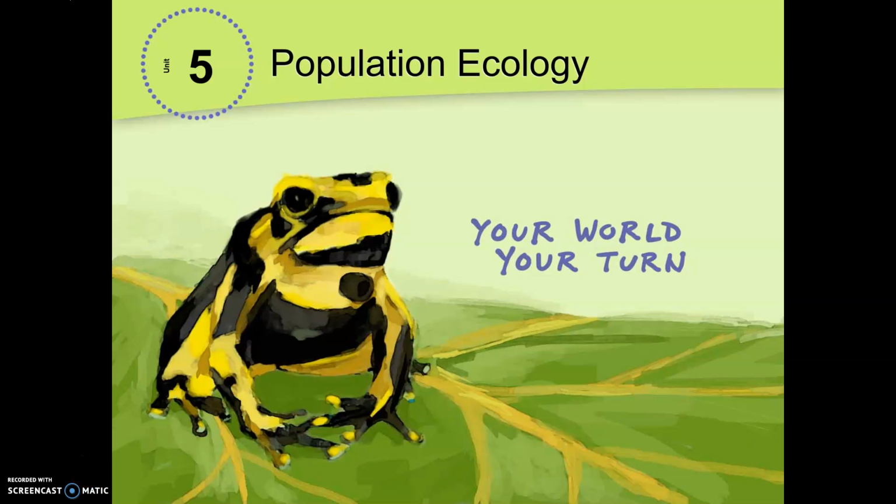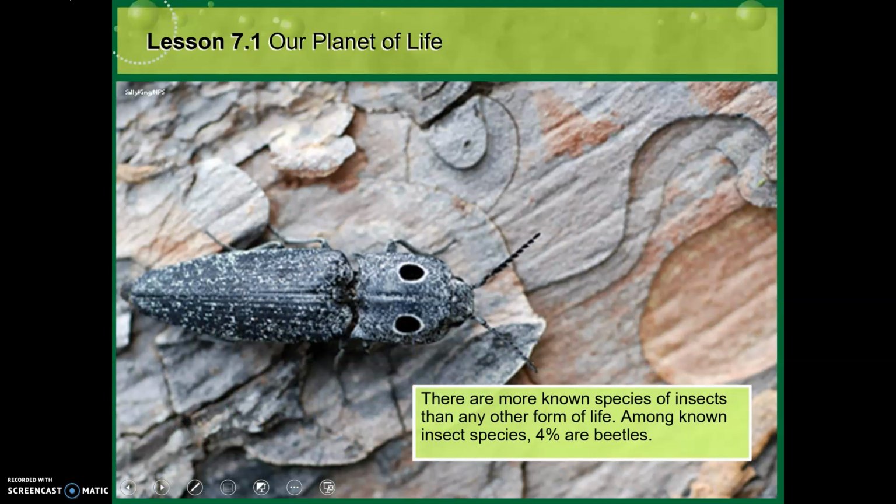Hi everyone, so we're going to start today talking about population ecology. Our last unit was about ecosystem ecology, so that talked about all of the different biotic and abiotic factors, or living and non-living factors, within a given area. Population ecology is going to focus mainly on a specific species in that area. So let's talk about how this is going to work.